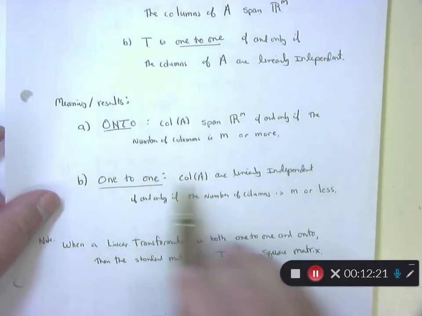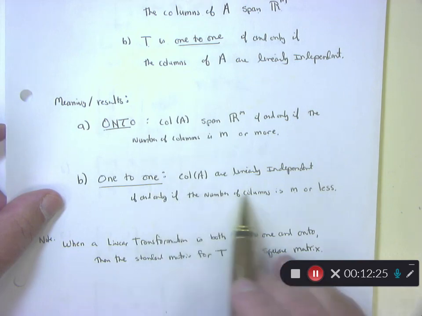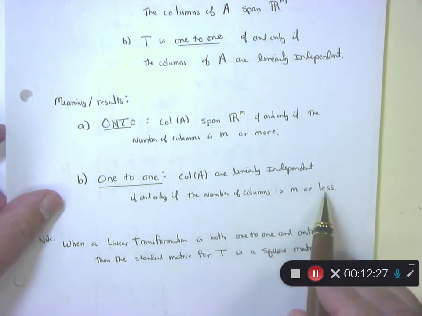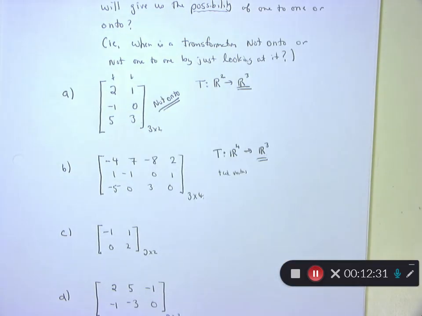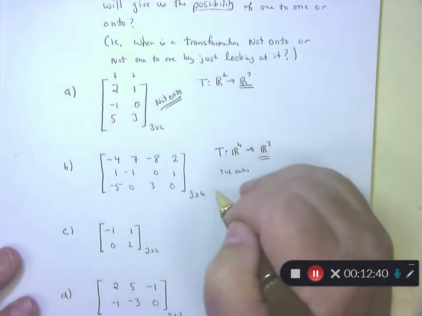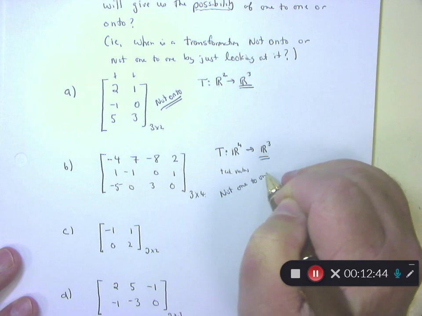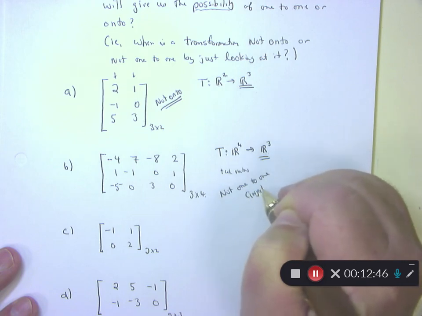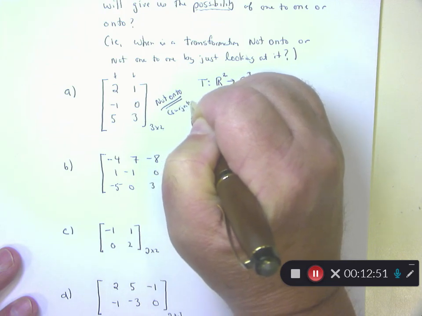To be one-to-one, the columns of A have to be linearly independent, and that's if and only if the number of columns is M or less. M, again, is 3. We're talking about R3 over here. How many columns do I have? 4. So what is this telling me? This guy is definitely not one-to-one. Again, that's the old injective word there, versus this is the surjective word, getting used to our terminology.